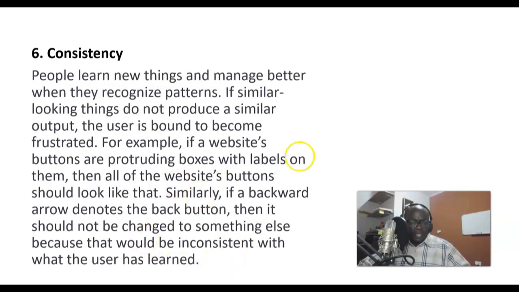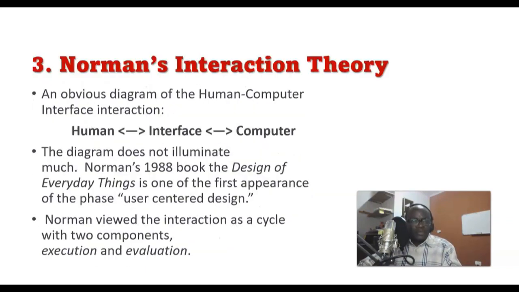So like the example I just gave, if a website's buttons are protruding boxes with labels on them, then all of the website's buttons should look just like that. Similarly, if a backward arrow denotes the back button, then it should not be changed to something else, because that would be inconsistent with what the user has learned. So it is easier to learn things when they are consistent and every time produce the same effect. And so those are the design principles.